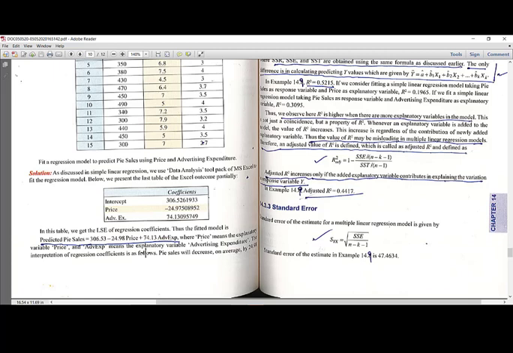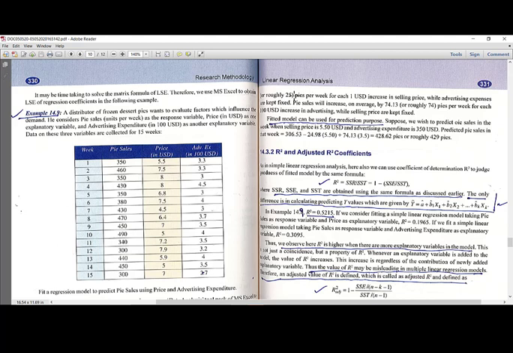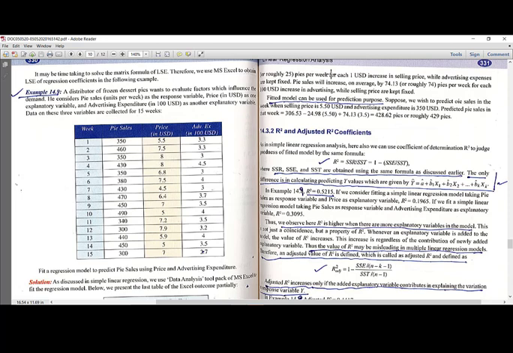And the interpretation of regression coefficients is as follows. Now you see this fitted model: pie sales will decrease on average by 24.98, or roughly 25 pies per week, for each $1 increase in the selling price, while advertising expenses are kept fixed. And pie sales will increase on average by 74.13, or roughly 74 pies per week, for each $100 increase in advertising, while selling price is kept fixed.